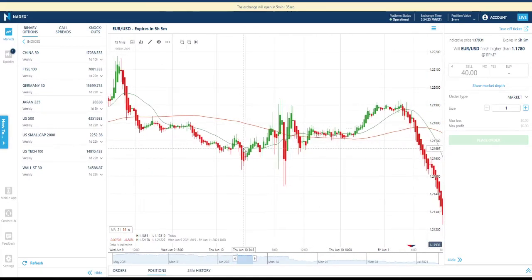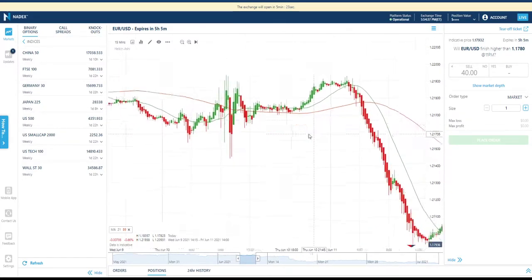And then it crossed back upwards right here. This is not a good uptrend right here. I don't like this move right here. It's not a strong uptrend, or it's not even an uptrend. It's just sideways, right? So we skip that.